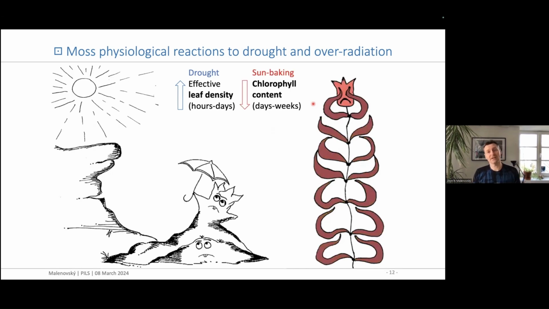Now, if the sun increases the intensity, then we talk about sunbaking. And in that case, after a few days of sunbaking, the moss will lose the chlorophyll, will basically destroy the chlorophyll, will discolorate to rather red or brown colors. And so we have a decrease of the chlorophyll content as a second indicator of the longer stress.